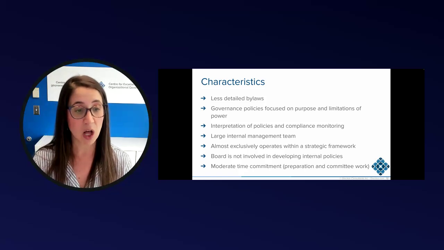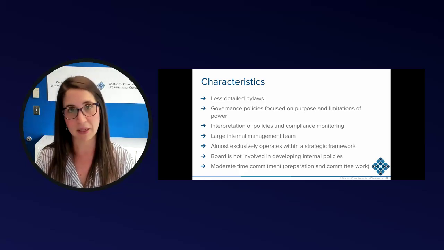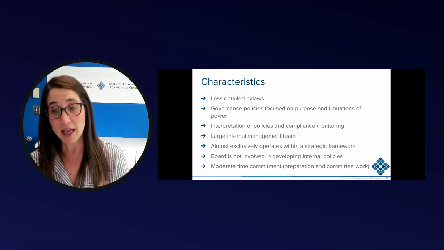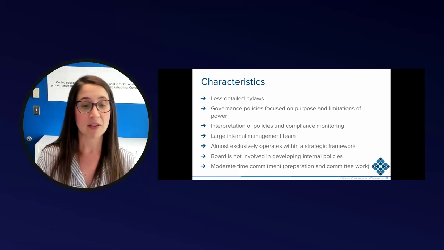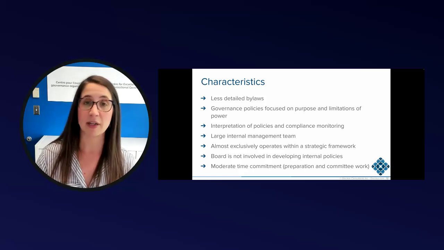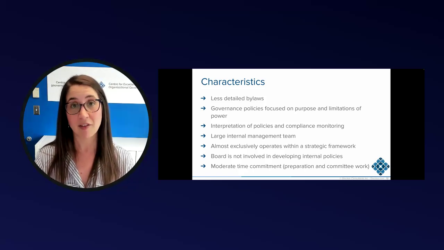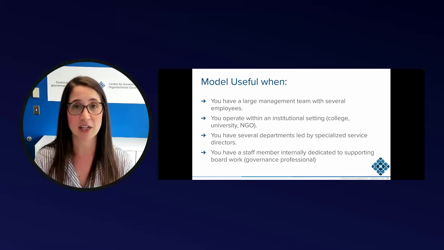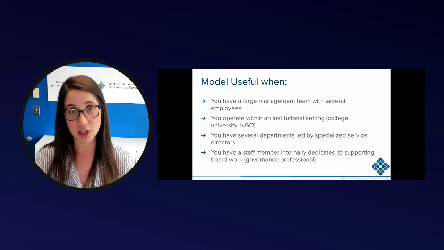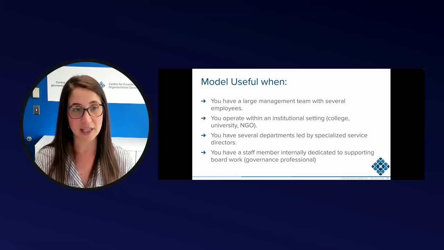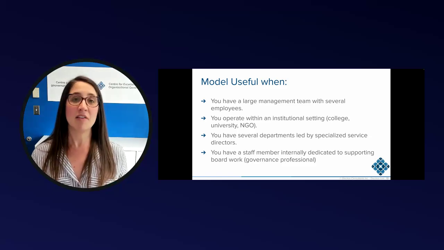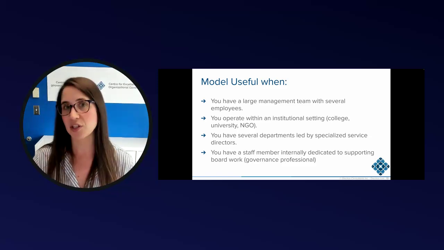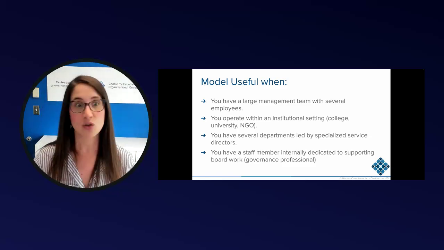This governance model also necessitates a moderate time commitment. Directors and officers will be expected, of course, to be well prepared and participate in committee work, but the time commitment is moderate compared to the two other governance models that we looked at a bit earlier. So this type of governance model is useful when you have a large management team with several employees. It's typical of larger organizations that operate within an institutional setting. Think about colleges, universities, hospitals, school boards.